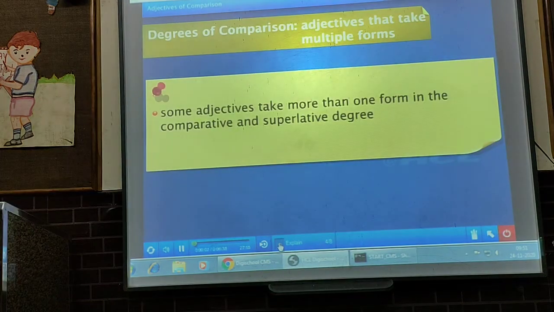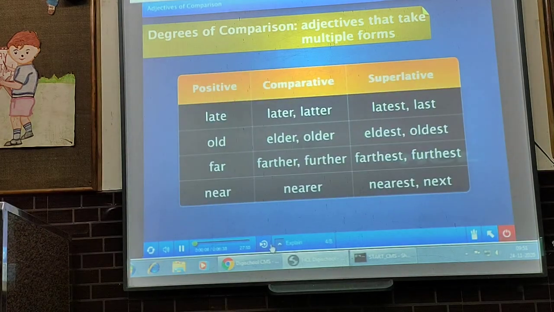Some adjectives take more than one form in the comparative and superlative degree. Look at the table on the screen for examples. Each of the two words given in the table for the comparative and superlative degree has a different meaning. Let's find out what they mean.